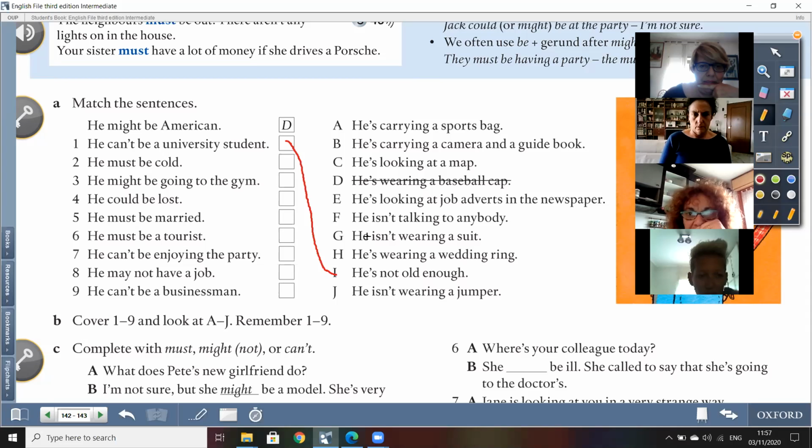Cioè, must be cold potrebbe avere freddo. No, avrà freddo. Deve far freddo. Freddo, perché in effetti non fanno molto senso. L'unico potrebbe essere questo. He isn't wearing a suit. Però è negativo. Infatti. Appunto, perché si presume che il suit è leggero. Per cui non sta indossando un abito, si è messo un cappotto.